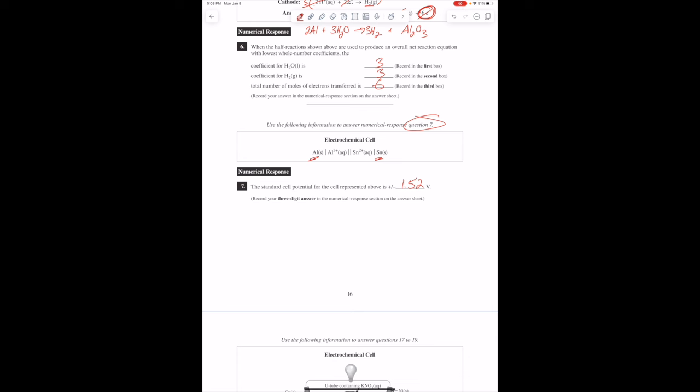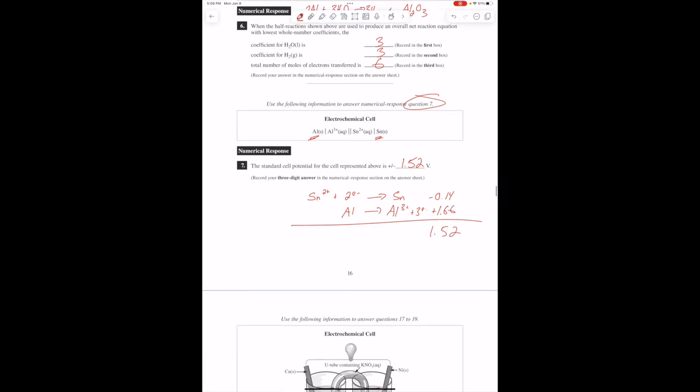Now, if that was confusing, I'll write it out quick. If you are good, just fast forward if you need to see this. So I had tin 2, I just copy this one right out of the book, right? Tin 2 plus 2 electrons goes to tin. That was negative 0.14. Now the aluminum I had to flip, so I'm going to write it backwards from what I see in the book. Plus 3 electrons, and I had to flip it, so positive 1.66. Add them together, got 1.52. Okay, all right, let's keep going.